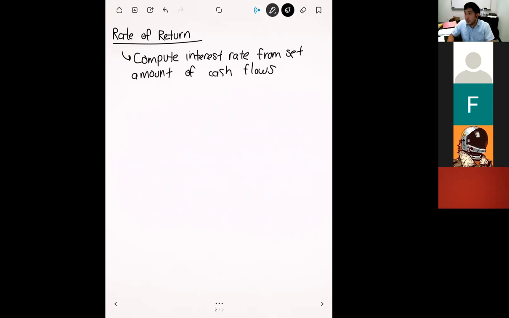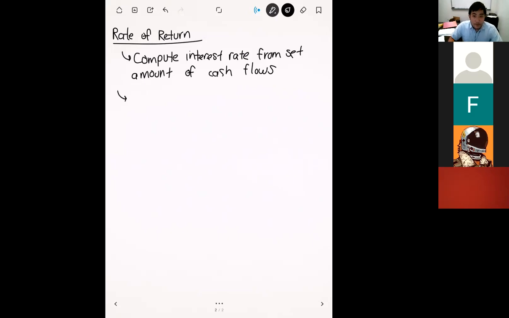It's a little bit of a different approach compared to how we usually solve these problems. With present worth analysis and annual cash flow, I always give you the interest rate in those problems. But for rate of return, the interest rate is unknown, and so you're going to determine that based on the cash flows that we get. We did a few examples of that last week.